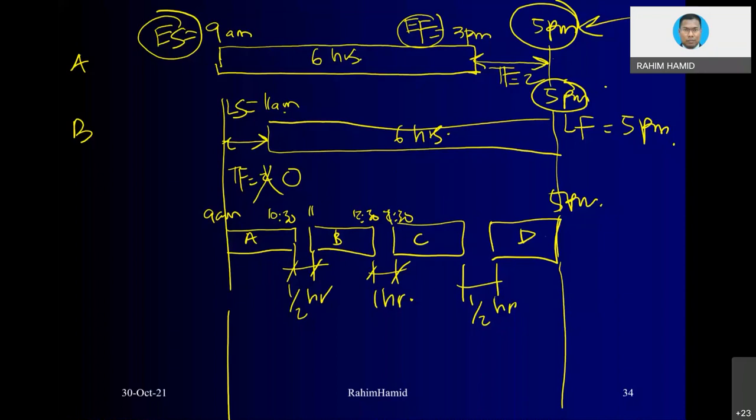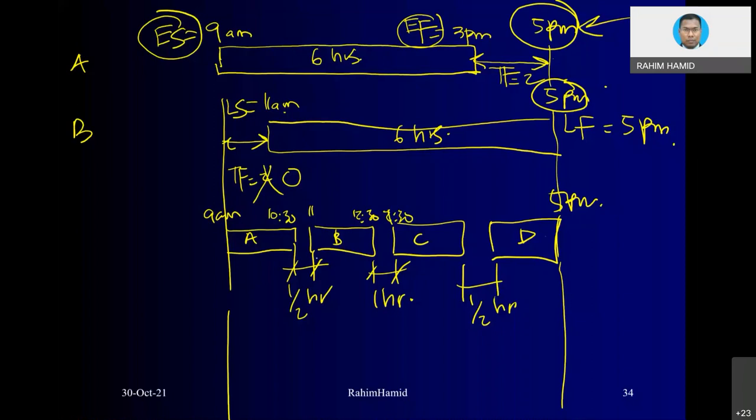Okay, let's say in this scenario, A is my turn. I need to deliver a lecture in slot A from 9 a.m. until 10:30, 1.5 hours. And then at 11, another lecturer will come, because that is his slot, okay, at 11.